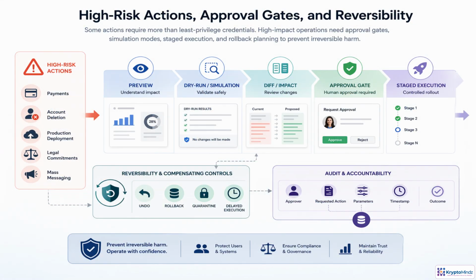Least privilege limits what an agent can access, but it does not make every allowed action safe. For high-impact tasks, the agent should propose the action first, then classify the risk. Before anything changes, run a preview, dry run, or diff, so a human can inspect the expected outcome. If the risk is high, require explicit approval, then execute with a short-lived scoped token. Design the operation to be reversible whenever possible, using undo, rollback, quarantine, or delay. Finally, log who approved what, including parameters, timing, and outcome.